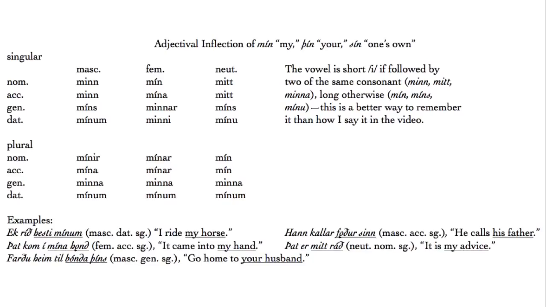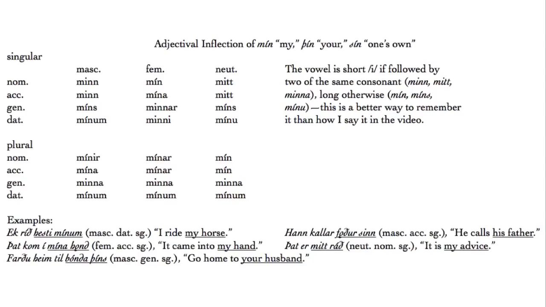Notice that the vowel is long if it is followed by only one consonant before the next vowel, but short if it is followed by two consonants. That's why you get a short i in mit, but you get a long i in minu, etc.